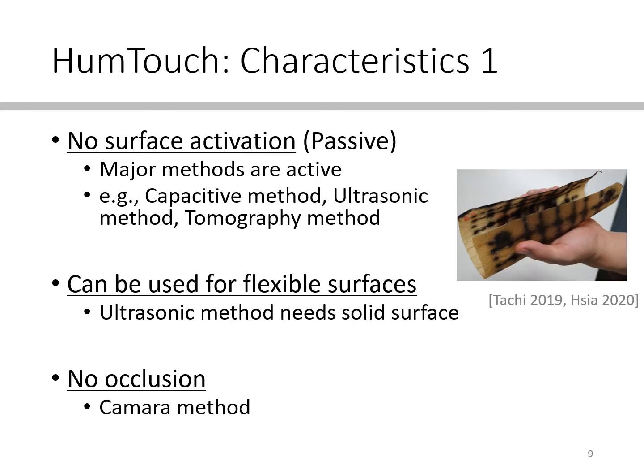Here are the characteristics of HumTouch. Unlike those major methods, such as the capacitive method, ultrasonic method, and tomography method, HumTouch does not need surface activation. In other words, HumTouch is a passive sensing method. Also, unlike the ultrasonic method, HumTouch can be used for flexible surfaces. And HumTouch does not have occlusion since a camera is not used.